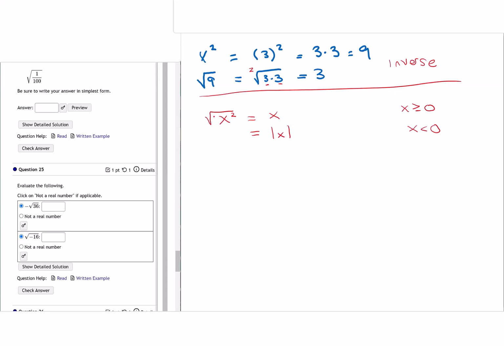If x is -3 and I say -3 squared is 9, if I have the square root of -3 squared, well, I can say that's the square root of 9, which is equal to the square root of 3 times 3. And I would get 3 as my square root. But my original value was -3, and here I get +3, which is why I say I need the absolute value if the number is negative.